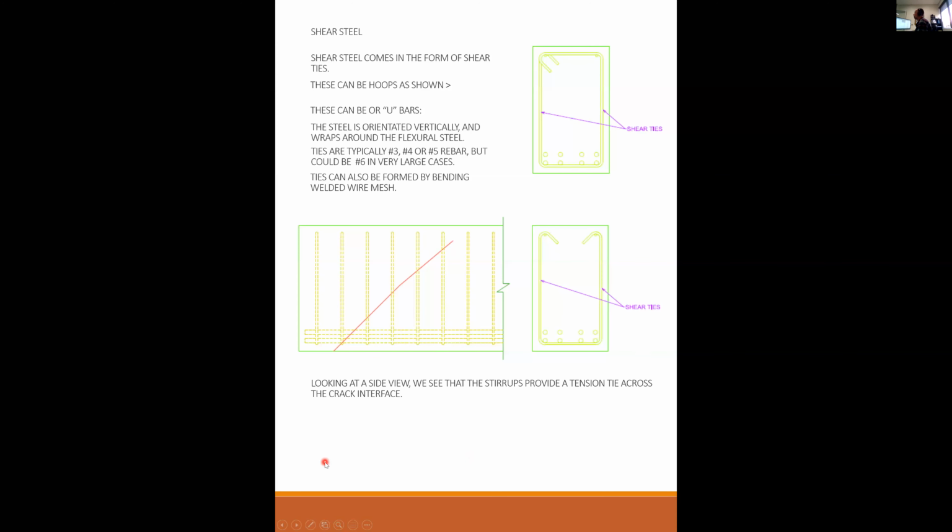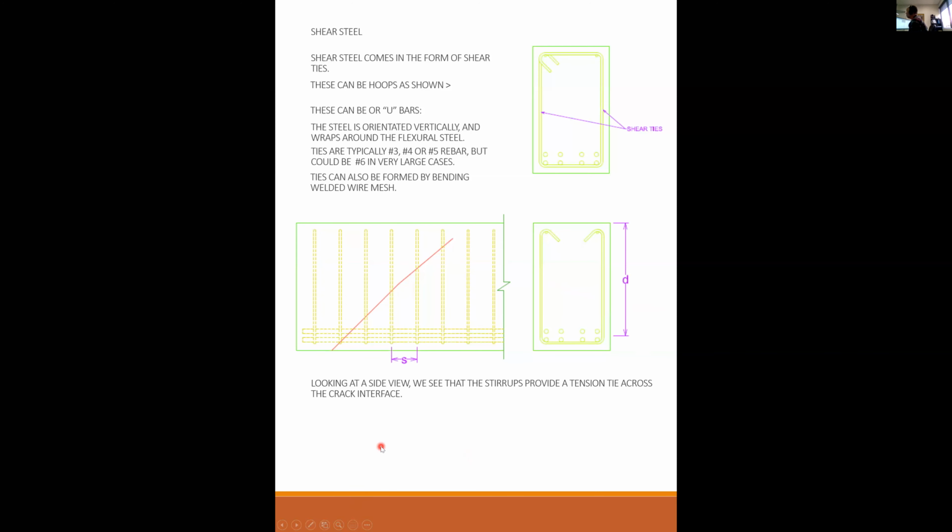Okay, looking at the side view, we see that the struts provide a tension tie across the crack interface. Here, here, here, and here. So if I designate that from the top of the beam to the center of my flexural reinforcement is little d, like it has been all this time, I can also designate that the spacing of the ties is little s.